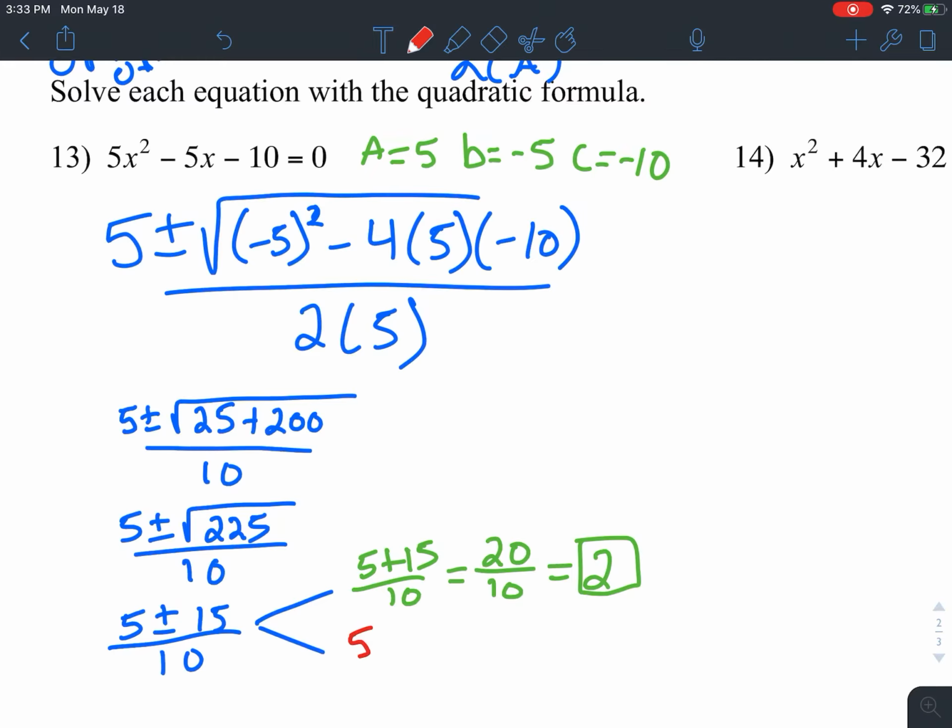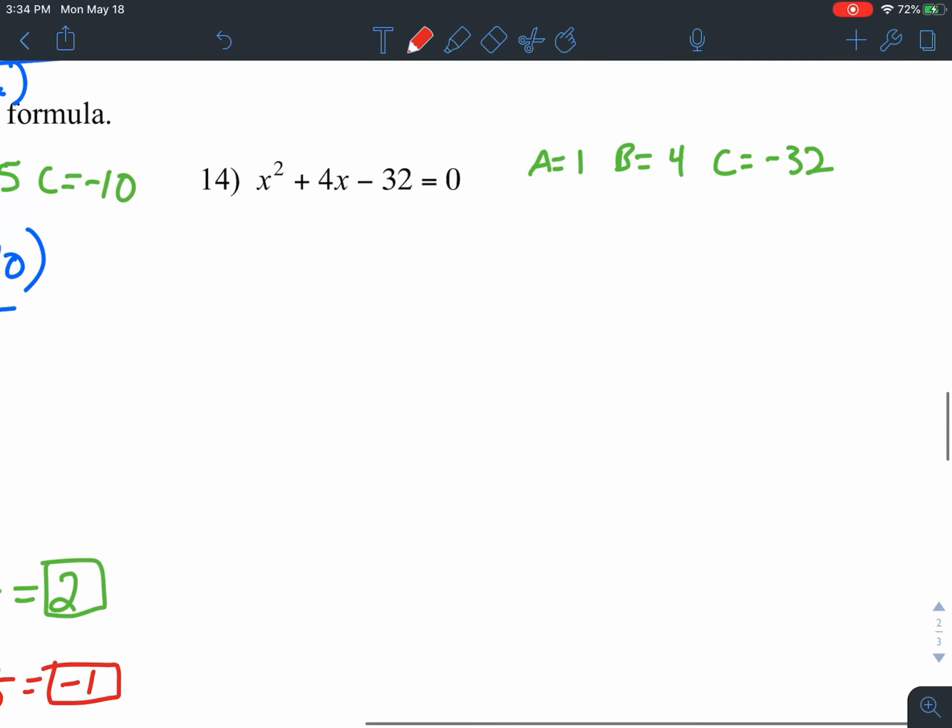The second problem, you need to subtract: 5 minus 15 divided by 10. 5 minus 15 is negative 10. Negative 10 divided by 10 is a negative 1, and there are your two answers. Okay, so that's how you solve 13.